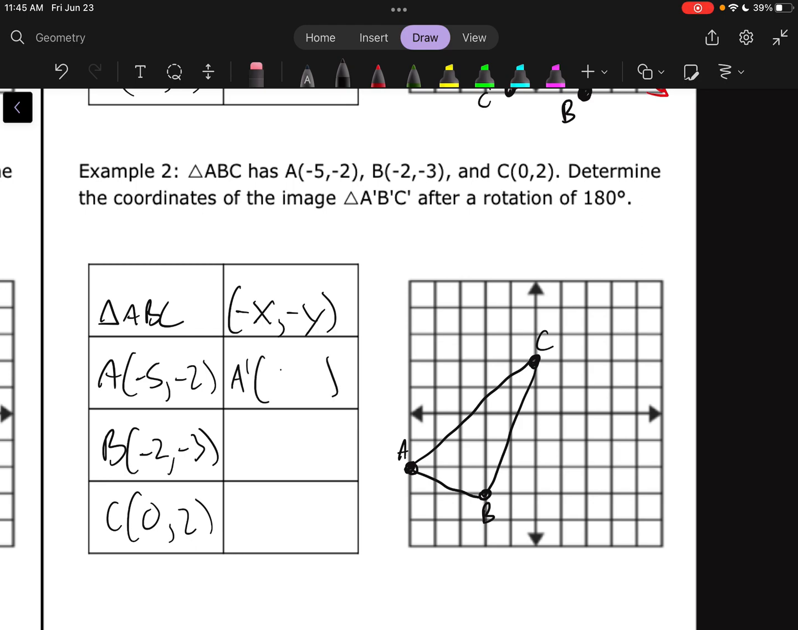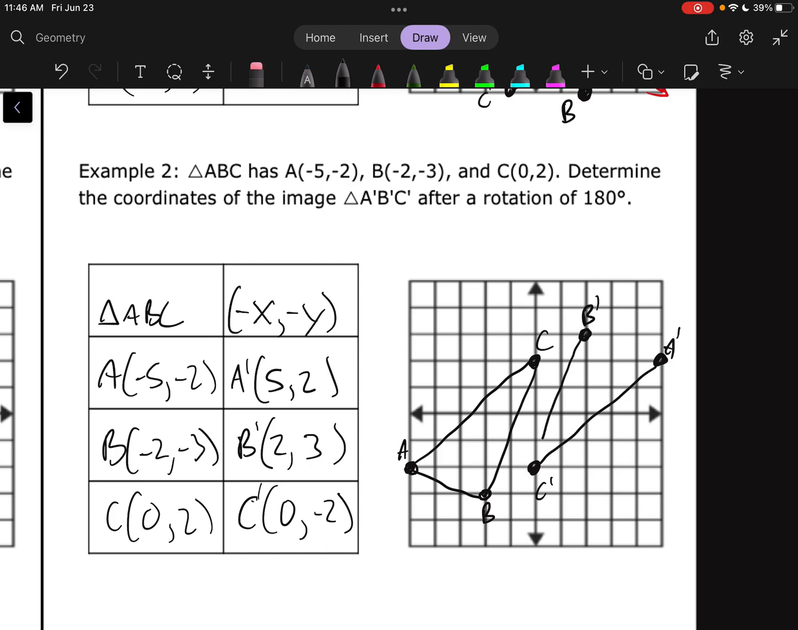So A prime should be at +5, +2. B prime should be at +2, +3. And C prime should be at 0, -2. So +5, +2, +2, +3, 0, -2. So A prime, B prime, C prime. And that should be how it looked after you rotated that thing 180 degrees.